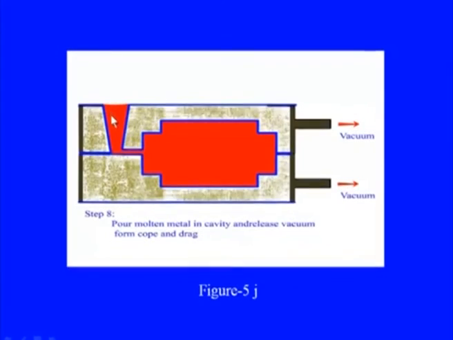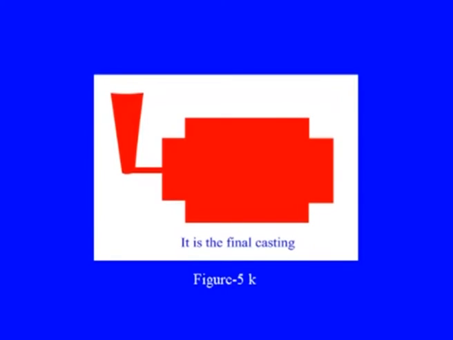Then it is ready for the pouring and the molten metal is poured and fills the cavity in this fashion, which gives the final casting. Let us see some more applications of V process.